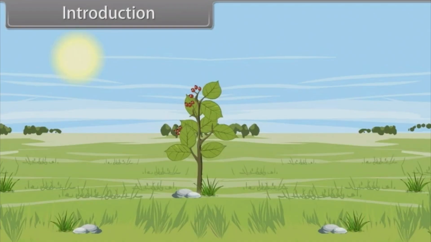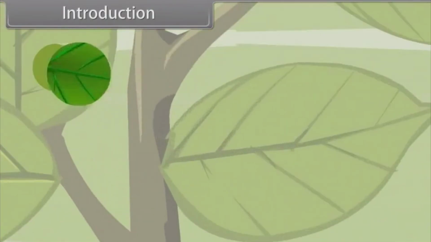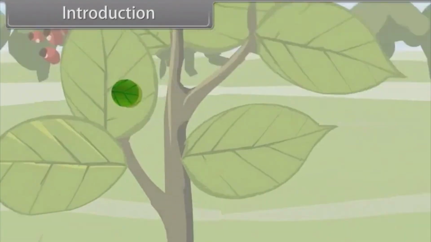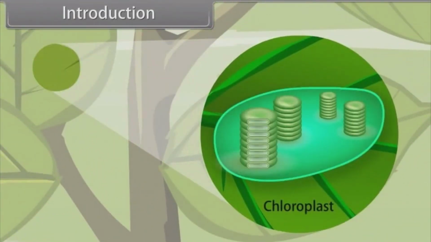Photosynthesis is the process of converting light energy to chemical energy and forming glucose, which is used by the plant for various activities. Photosynthesis takes place in the chloroplast using chlorophyll, which is a green pigment involved in photosynthesis.